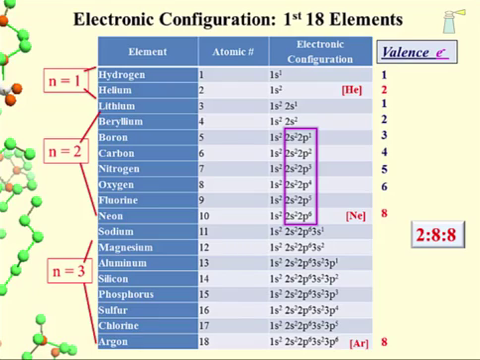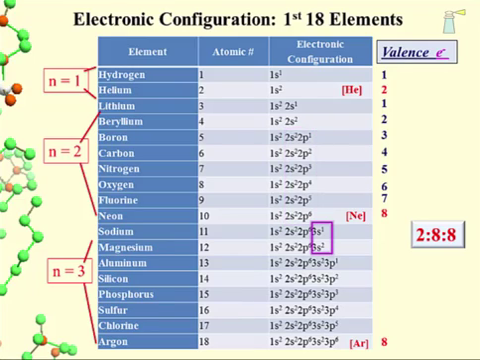Oxygen has 6, 2 from the 2s block, 4 from the 2p. Fluorine has 7, 2 from the 2s block and 5 from the 2p. And as we stated, neon has 8, 2 from the 2s block and 6 from the 2p. We will no longer be considering electrons from the 2s and 2p orbitals because they are full.